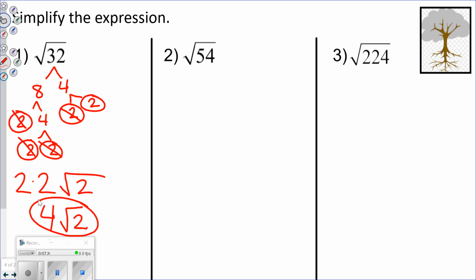Four square root of 2? You'll never hear me say that. Technically, it's not wrong, but it sounds weird.